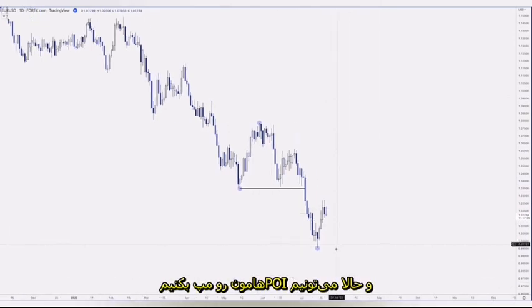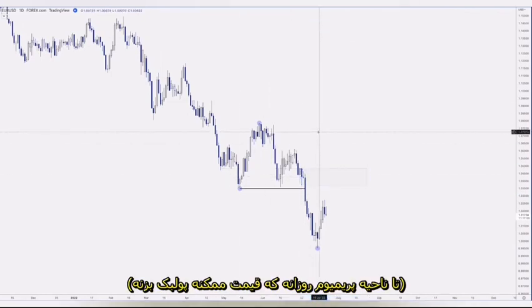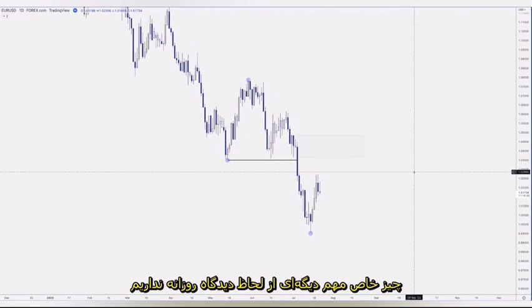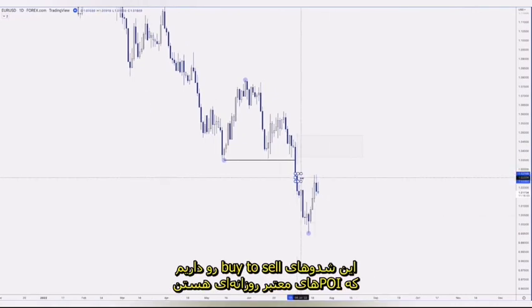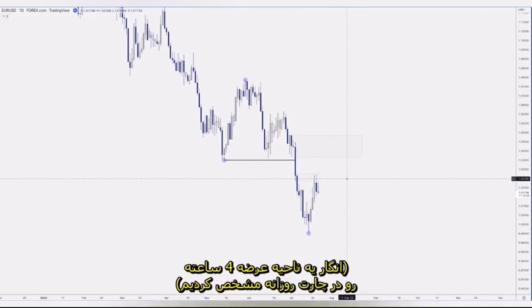So obviously, we can start to map out our POIs up in that daily premium that price could potentially pull back to, and that's what we'll be looking for, as there isn't really anything too significant, at least from a daily perspective, down below here. We do have these buy to sell wicks, which is a valid daily POI, but it's more of what we call a fractal POI. It's a way of seeing a 4-hour supply zone, but seeing it on the daily chart.